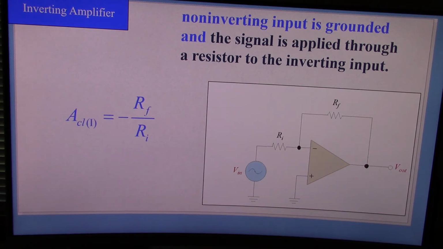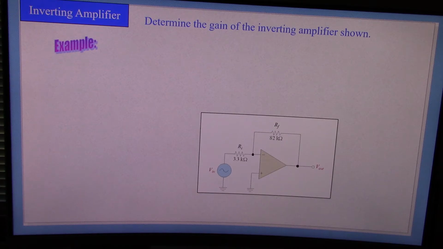And the formula for calculating that in closed loop, so I is standing for inverting, negative. A negative number means it's a negative amplification. This feedback resistor, which is this one, Ri is this one here. I'll go through an example with some actual numbers and you can follow that through.